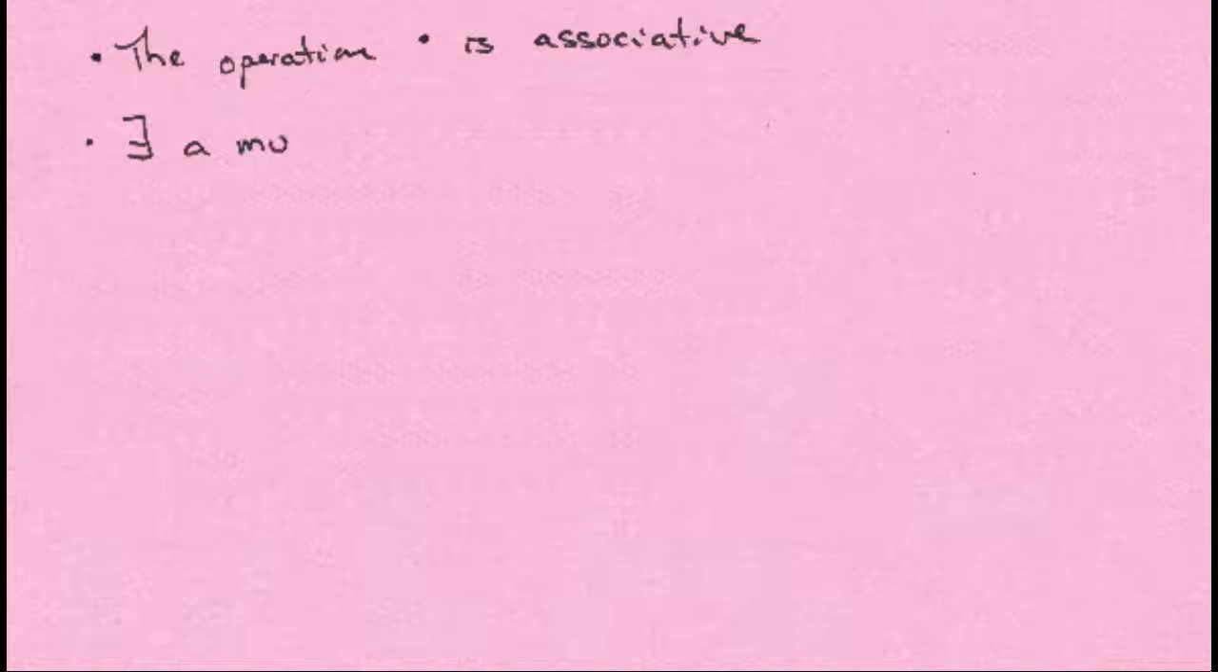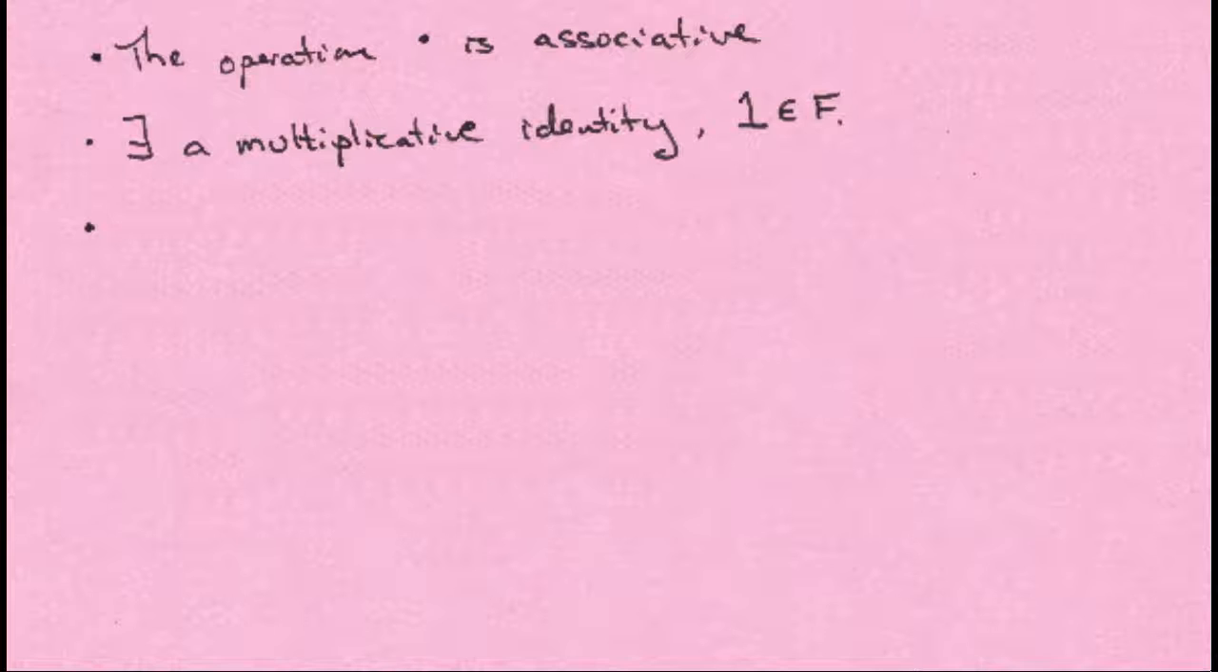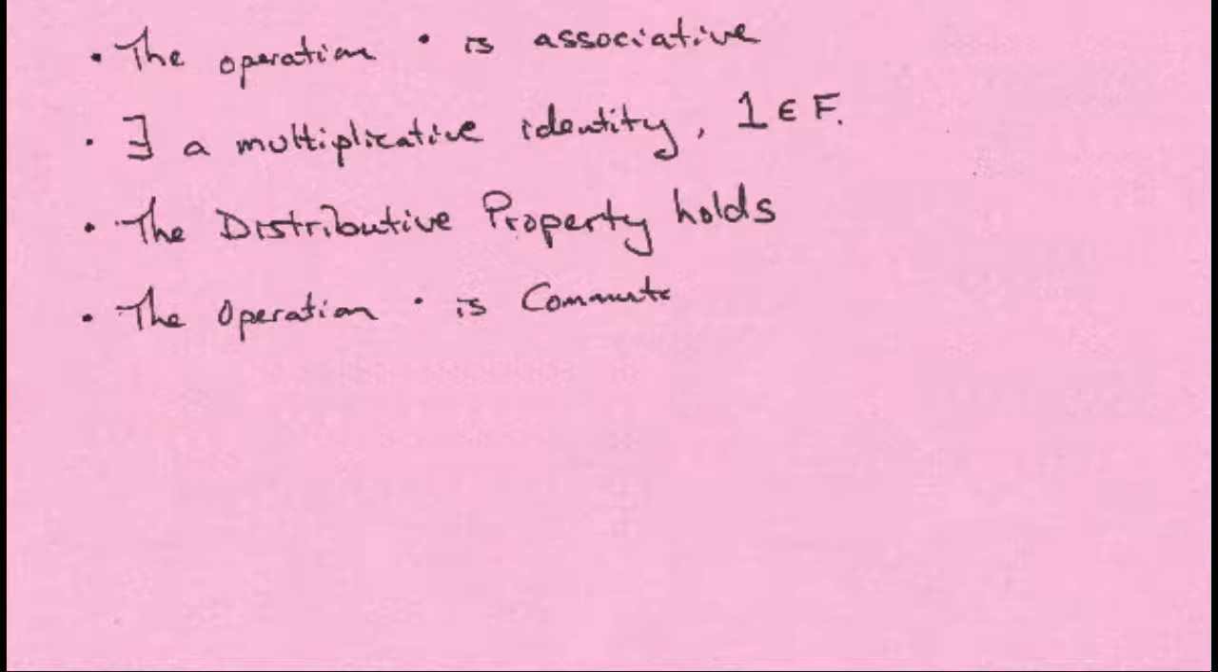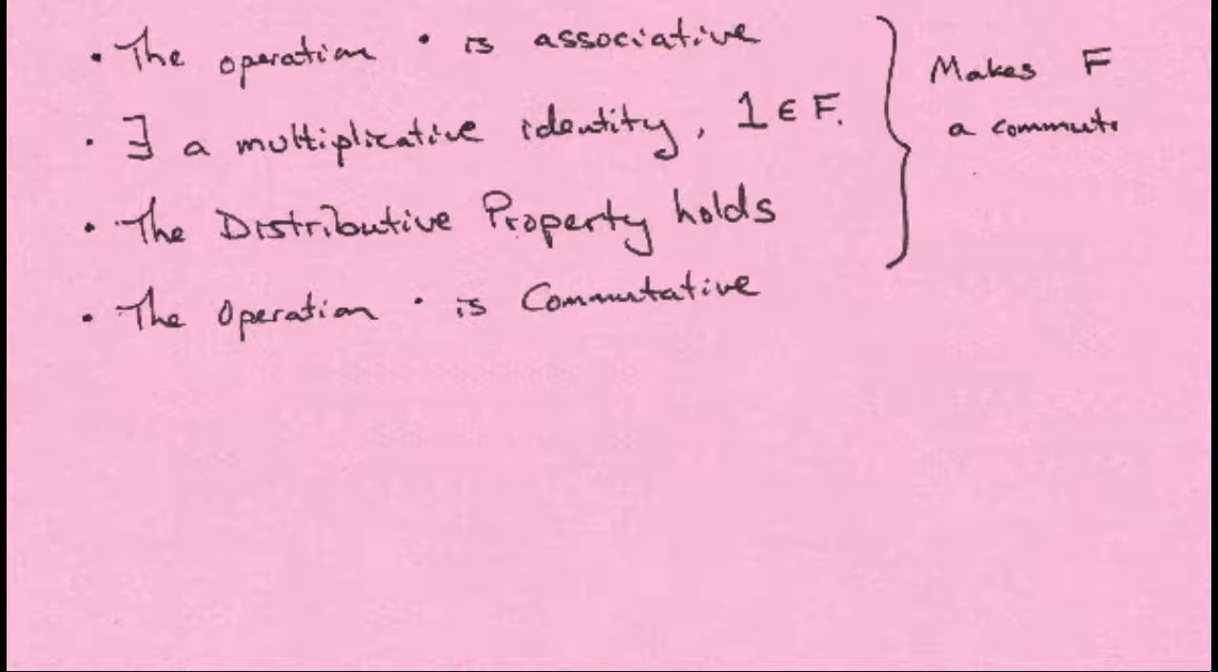Second of all, we'll assume that we do have a multiplicative identity, so that we have an element 1 that's going to be an element of our field. Thirdly, we're going to assume that the distributive property holds. And finally, we'll assume that the operation of times is going to be commutative. Now, if we put those four properties together with the fact that we're an abelian group, what this does is to turn F into a commutative ring with identity.